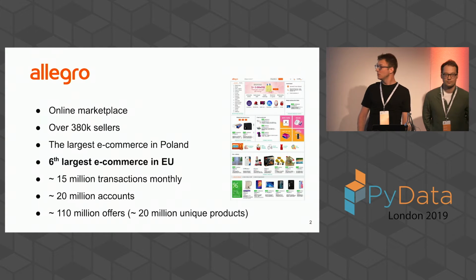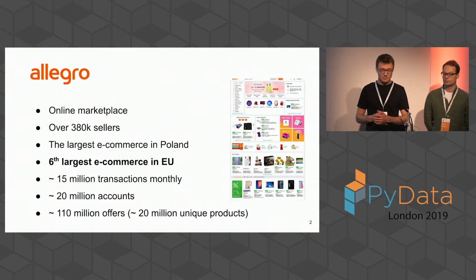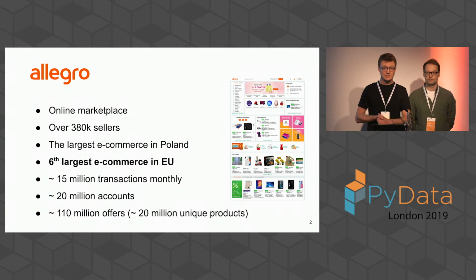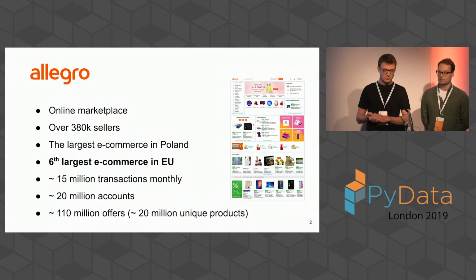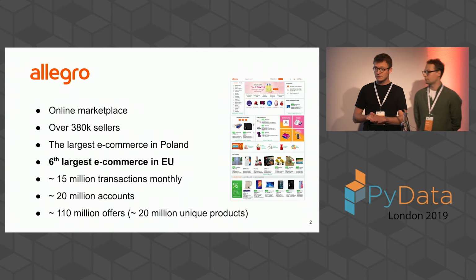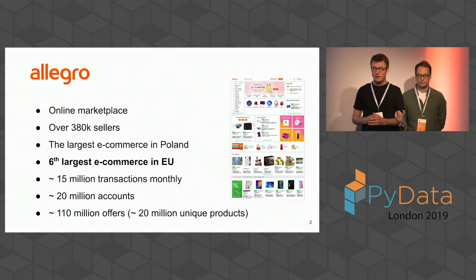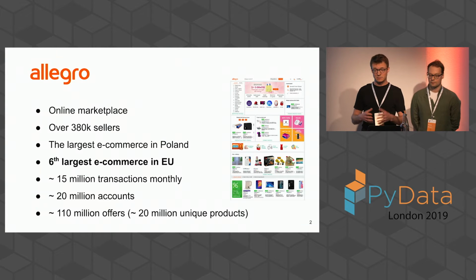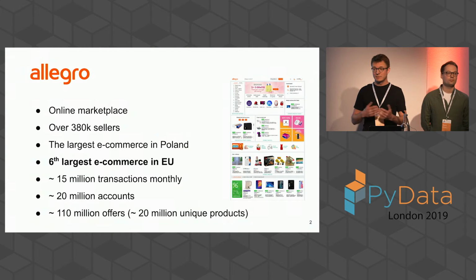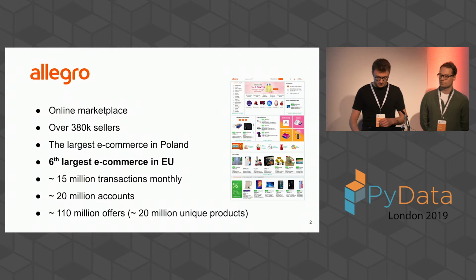To give you some idea of the scale, there are some numbers. So we have 20 million accounts and over 100 million offers or items. The number of unique products is smaller because there are some duplicates. Some products are being sold by multiple sellers. Some products are being sold under different names.